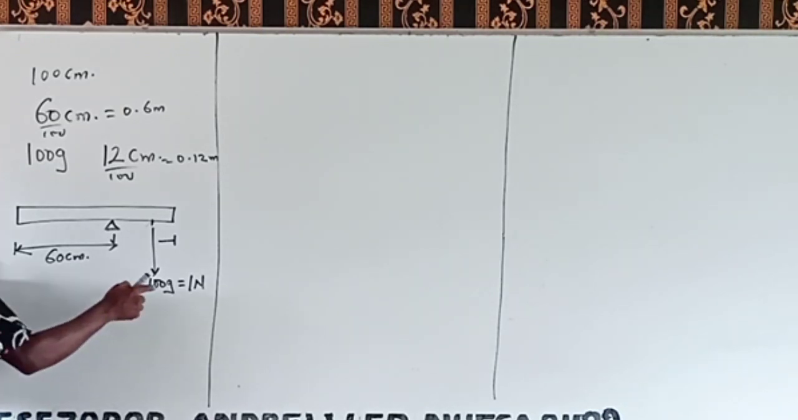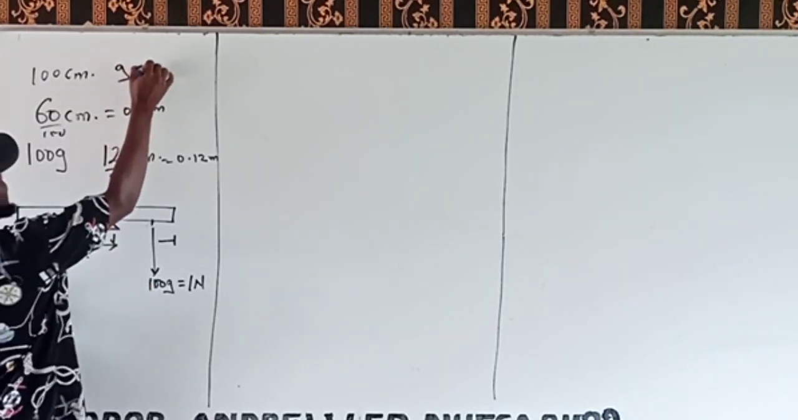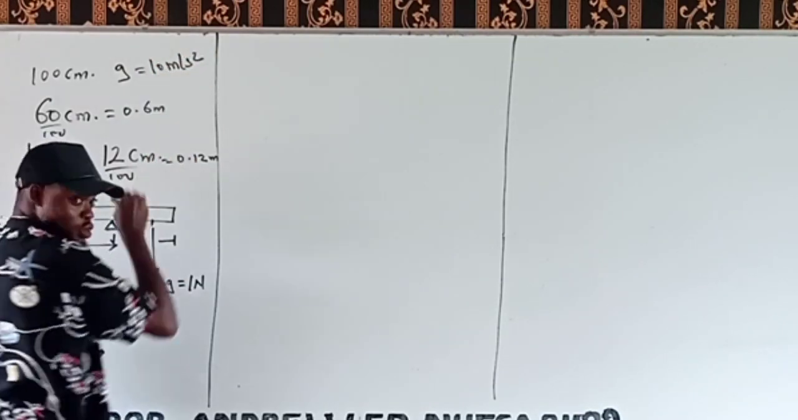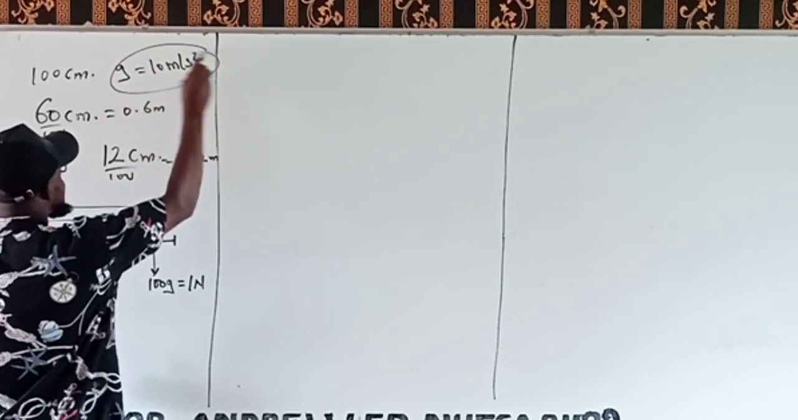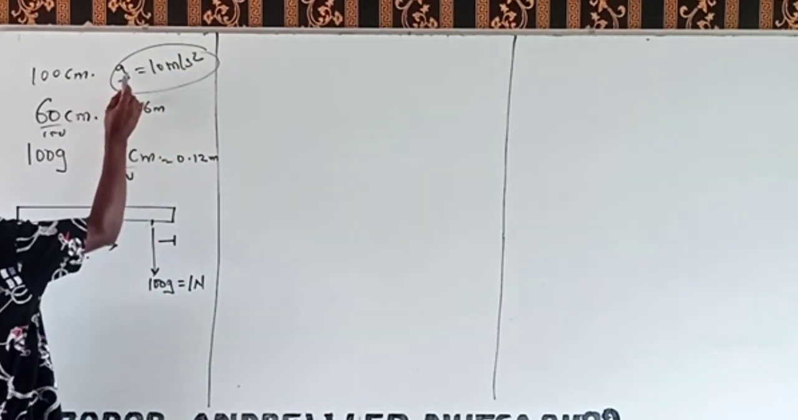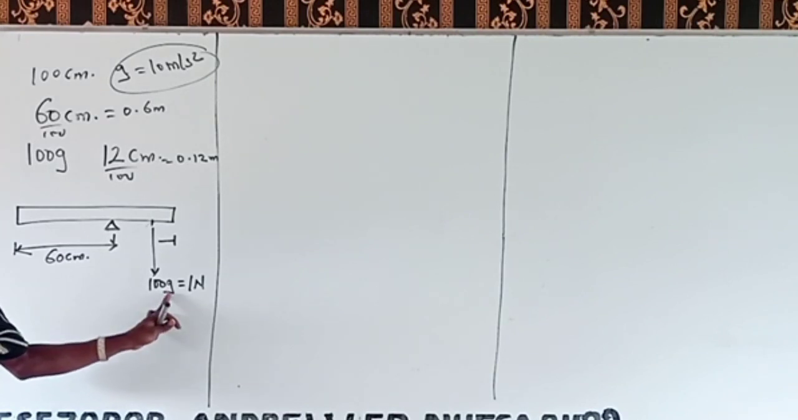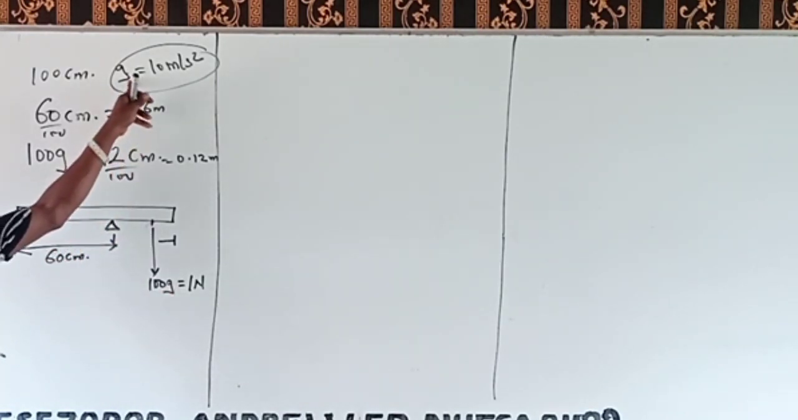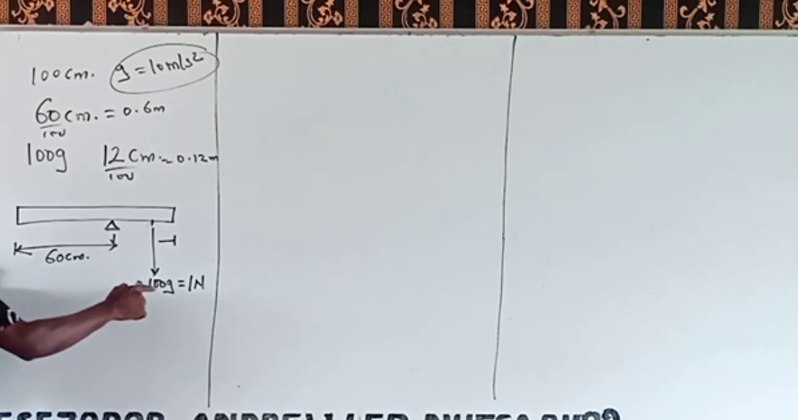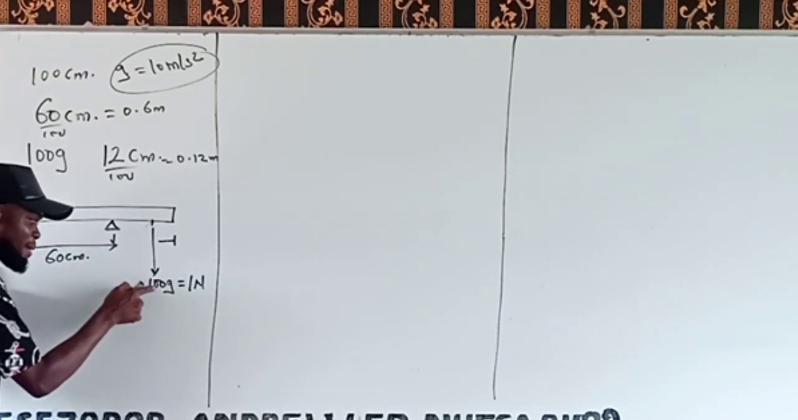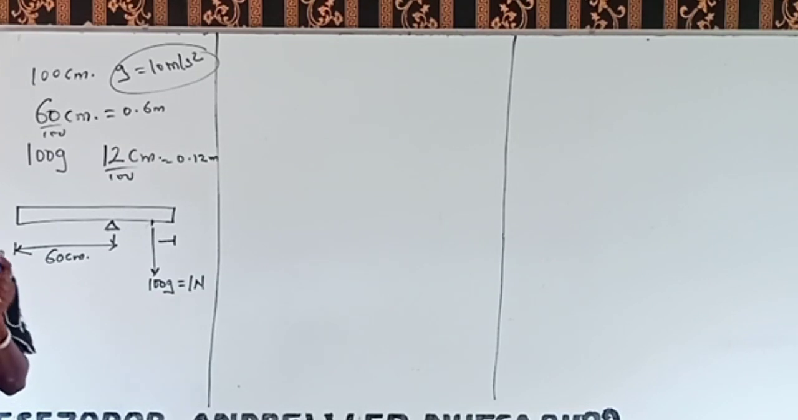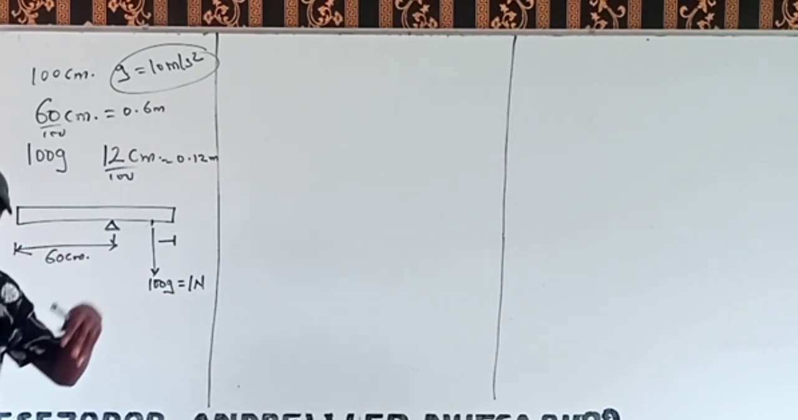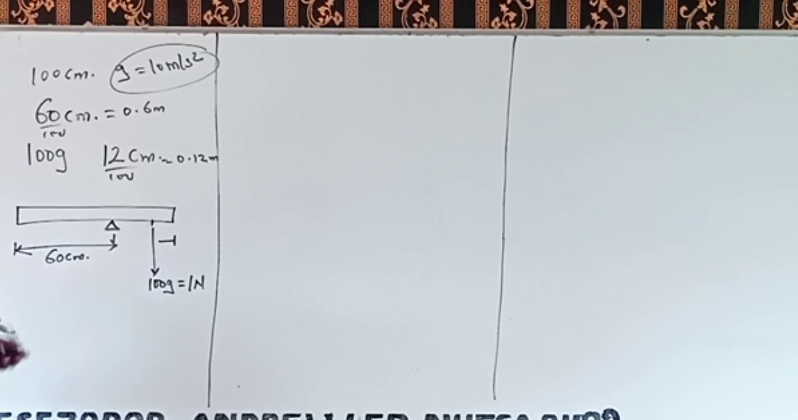When divided by 100, we are assuming that the acceleration due to gravity is 10 meters per second squared. Please take note of that. It's very, very important. We are assuming this value for acceleration due to gravity. So if acceleration due to gravity is not 10, don't go and divide by 100 to get Newton. Don't do that. Instead, divide by 1,000 to get kilogram, then multiply by the value of acceleration due to gravity after you have converted to kilogram.